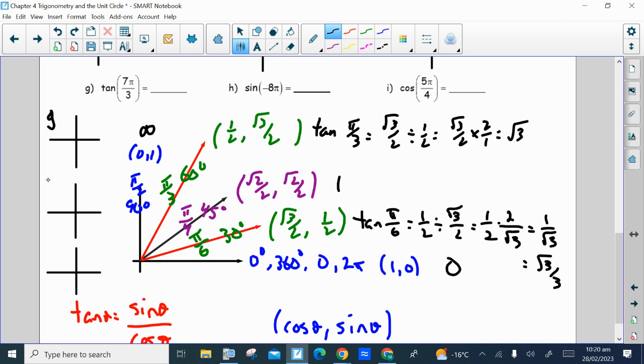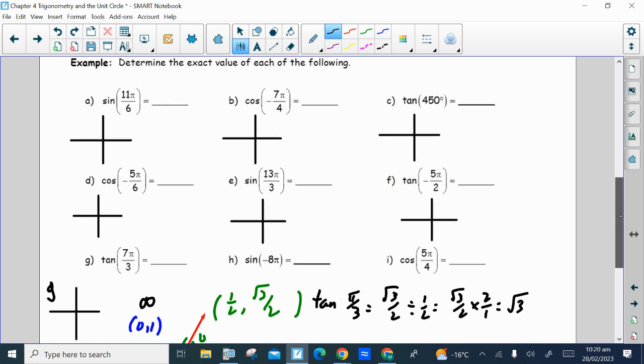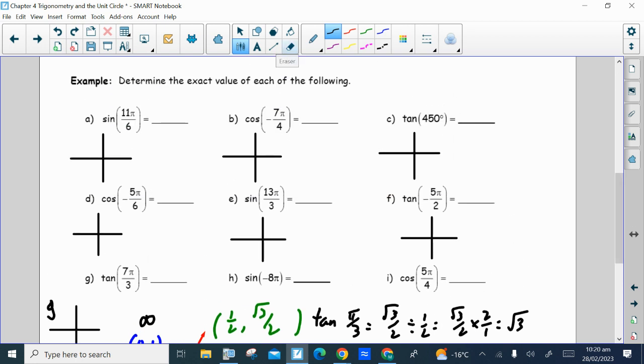So this would be for G, this will be for H, this will be for I. Okay. So where is 11 pi on 6 on the unit circle? That is a positive rotation angle. So remember, that means you have to go counterclockwise. A negative rotation angle like question B would have us go in a clockwise direction. But the first one is a positive rotation angle, so we're going to go counterclockwise, 11 pi on 6s.